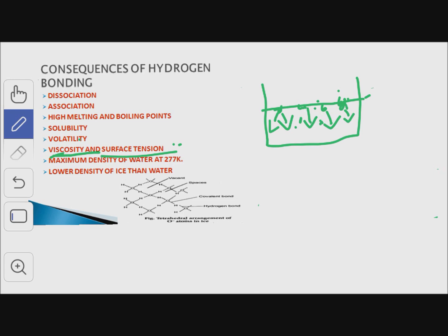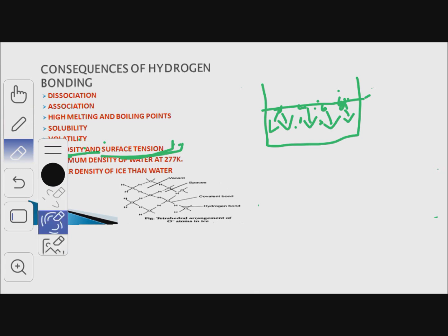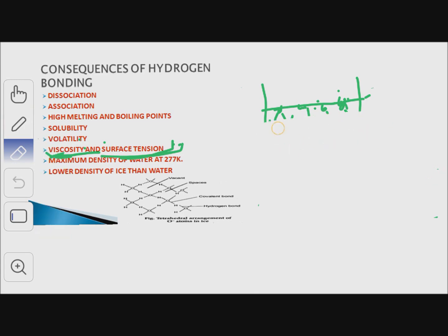And when the compound has hydrogen bonding, it means its viscosity is high. The compounds having hydrogen bonds are more viscous than the other compounds, and they have more surface tension than the other compounds.